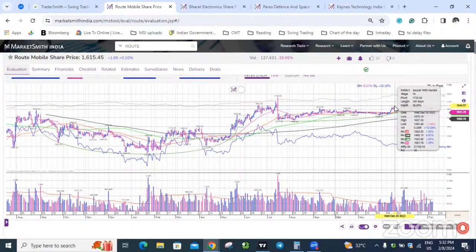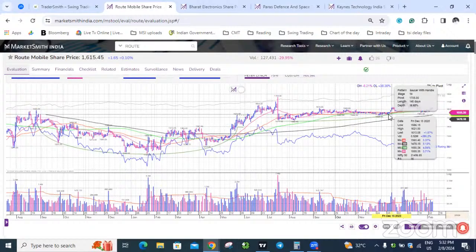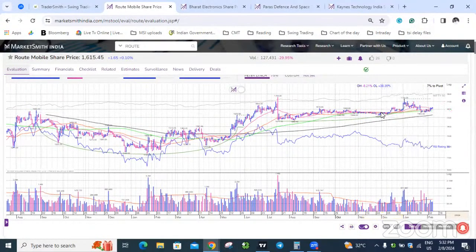Once it closes above this 620, 630 kind of level, one can keep a close watch on this stock and buy it, keeping the swing low as the stop loss, which is 100 rupees from the buy point.